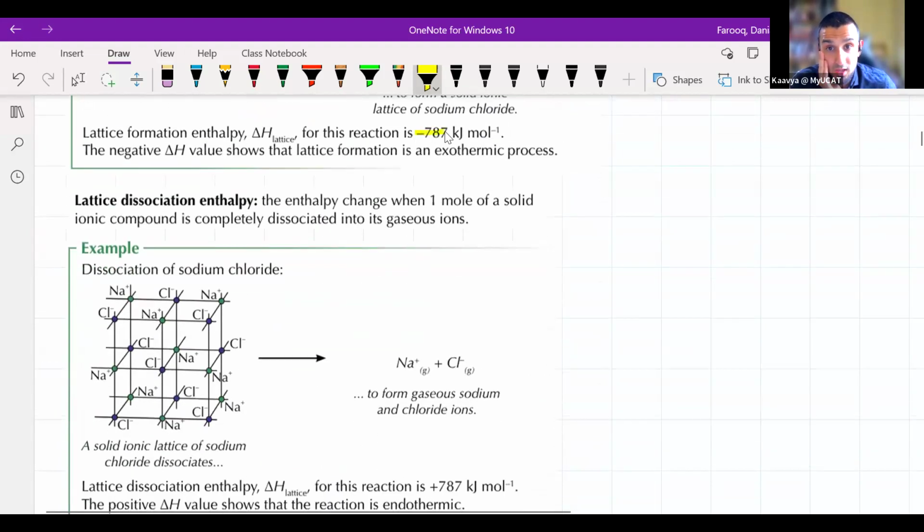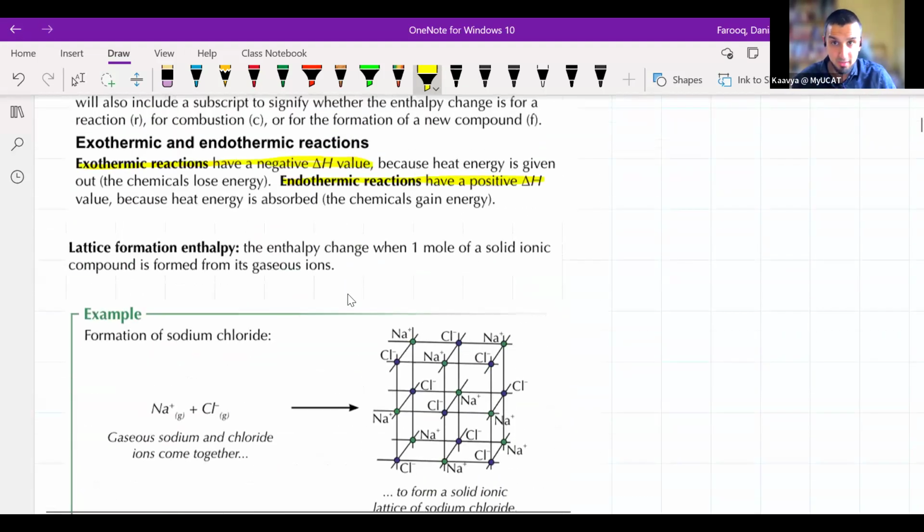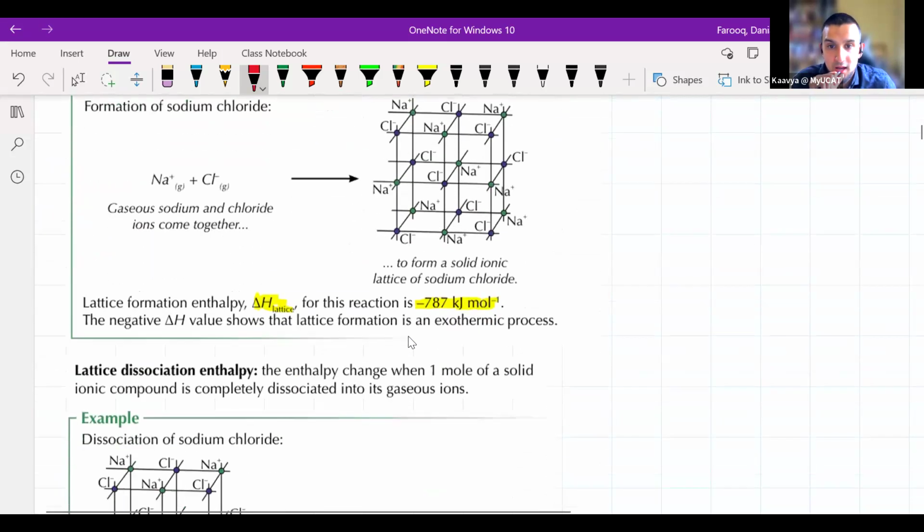This is exothermic, so we're giving out energy, and it's -787. You don't need to memorize these values, but you should at least know that lattice formation is exothermic. That is because bond making is exothermic. So remember that making bonds is exothermic, which is why lattice formation is exothermic, because you're making those lattice bonds. And endothermic is breaking bonds, okay?